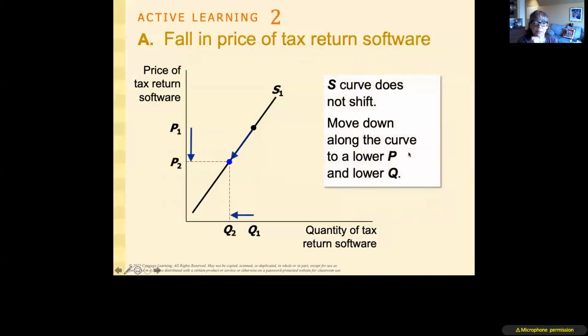So the first one, a fall in the price of tax returns. Now, we just talked about that. Anytime there's a fall in the price of the product whose supply curve you're looking at, it's just movement along the supply curve. So really what's happening here is that we used to have P1 and we used to produce quantity 1. Now all of a sudden the overall price in the market is going to be P2. That means that every producer is going to produce less.